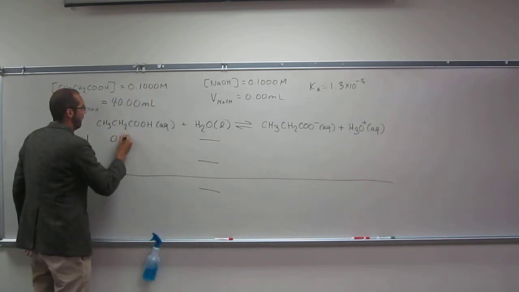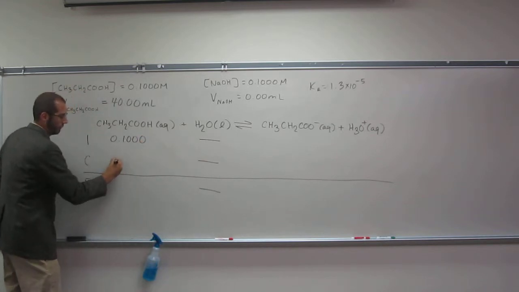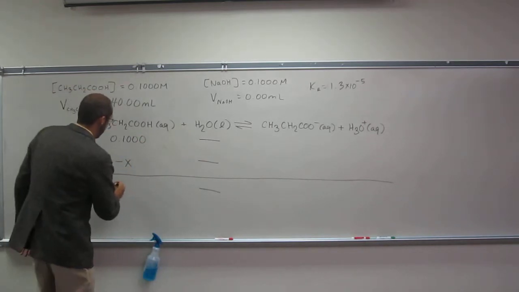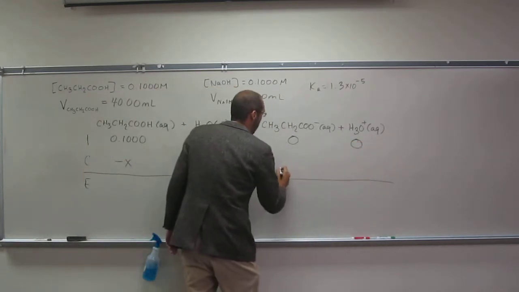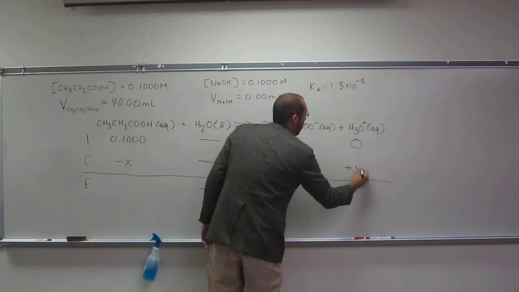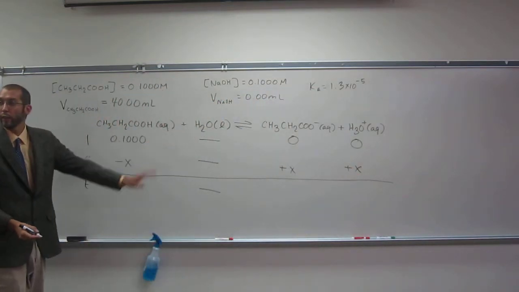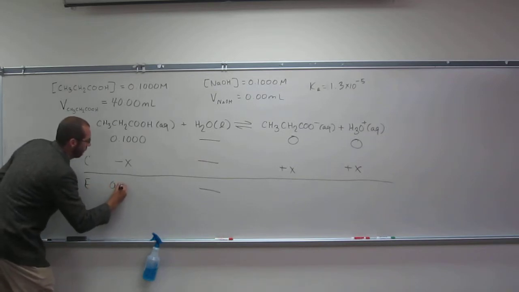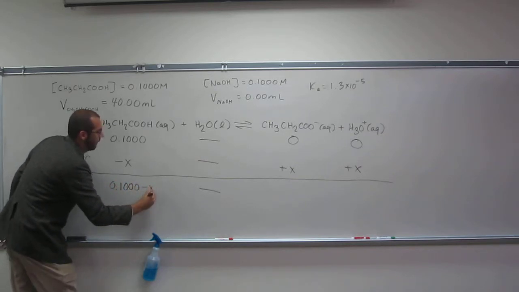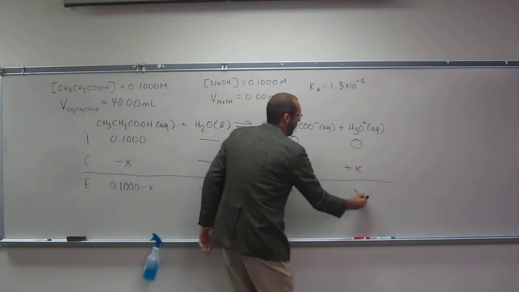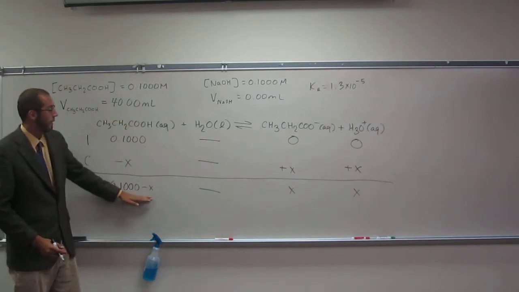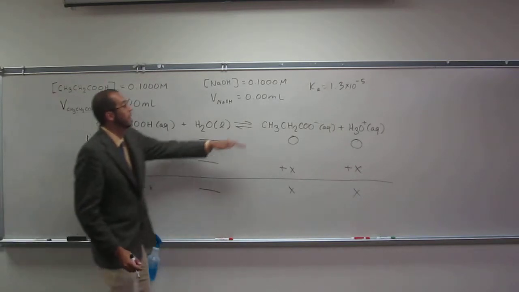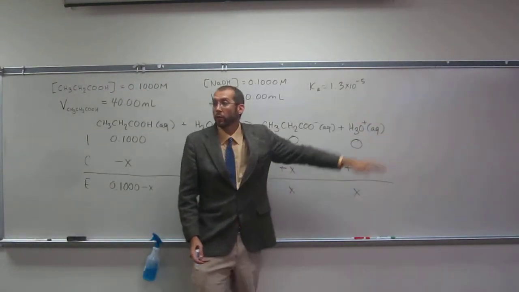this. Like that. Everybody got that far, probably. 0.1000 minus x, x, and x. Is everybody okay with that? So remember, we're able to remove x because Ka is very small, so 5% rule.